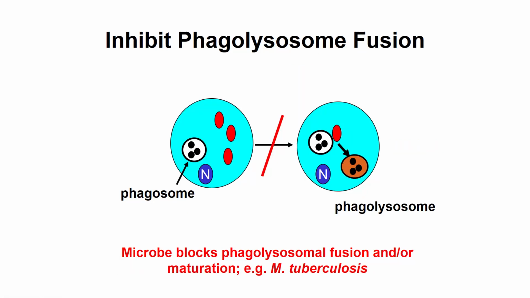So other organisms, and Mycobacterium tuberculosis is one of the best at this, and this is an example of why it is so successful as a pathogen. Mycobacterium tuberculosis does not evade the phagocytosis part. In fact, it likes to be in the phagosome. So Mycobacterium tuberculosis will be engulfed by a phagocyte. It's its favorite host cell.